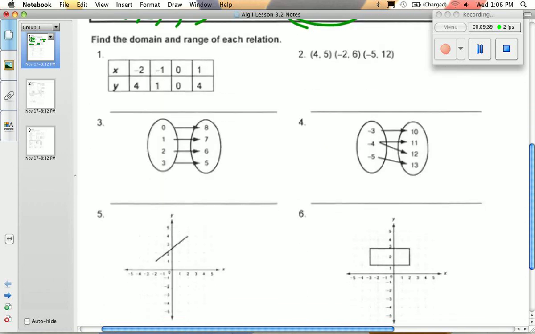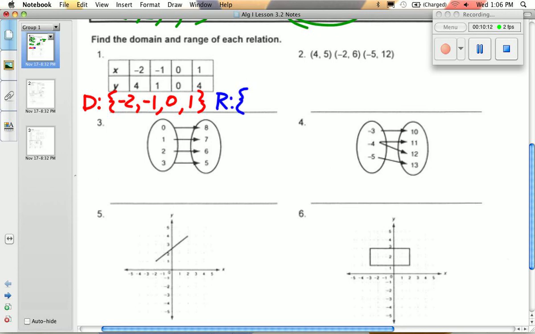Okay, let's do some practice here. Number 1, we got a table. What would be our domain for this relation? Capital D, colon, set notation. Patience, what's our domain? -2, -1, 0, 1. Okay, actually we get to put them down in the order they're in the table, don't we? All the x values make up the domain. Okay, what's our range for this one?